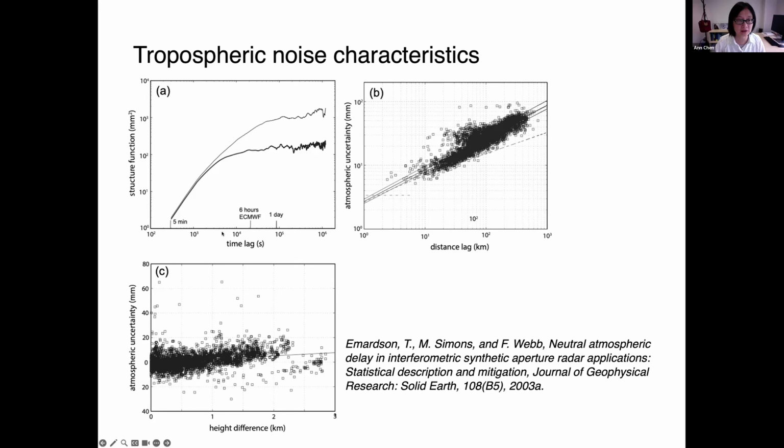The very first one tells us more about the temporal characteristics of the tropospheric delay. The SIN line is for 2 stations 244 kilometers apart, and the SIC line is for 2 stations 20 kilometers apart. But they show a very similar feature: the structure function flattens out after a day for both distances. What this means is that tropospheric noise becomes uncorrelated after a day.